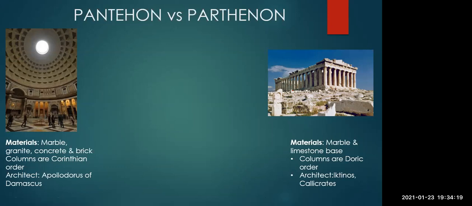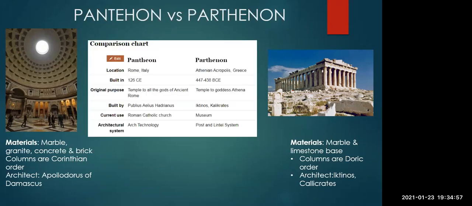Both temples were designed by Greek architects. And you need to remember the names of the architects. So the name of the architect for the Pantheon is Apollodorus of Damascus. And the architects of the Parthenon are Ictinus and Callicrates. That's how you need to remember the names of the architects.